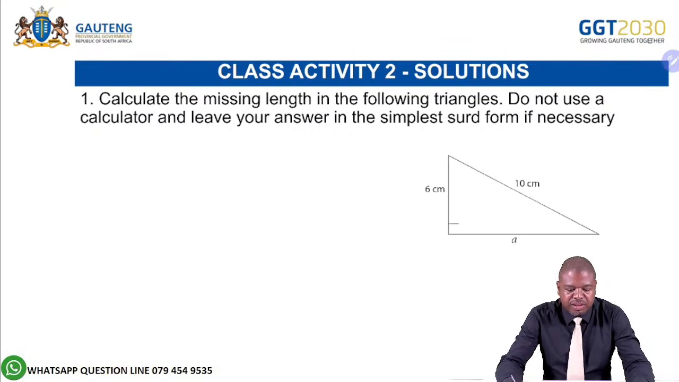Now let's go through our class activity together. Let's start off with the first question, where we've been asked to calculate the missing length in the following triangles, and you need to leave your answer in surd form if necessary.